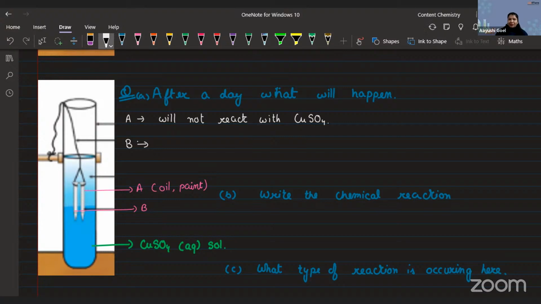So you need to write in a proper way. The presentation of your answer is very important. As iron is more reactive than copper, therefore, instead of this one, write proper therefore, reaction will occur.